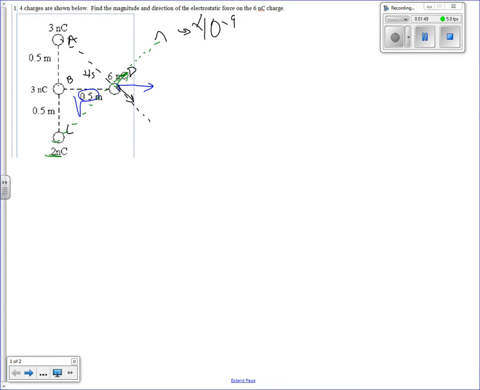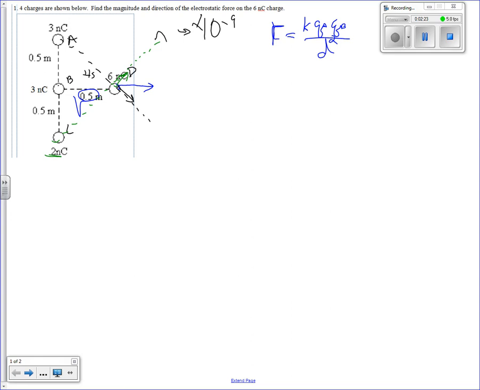Okay, so I want to find the resultant of those three. This should be a little bit of a review from your pre-calculus. The first thing we need to do is find the value for all three of these. We're going to use the equation we've been using from the previous days: force equals K times Q A times Q B divided by D squared. We're just going to do that for all of them.